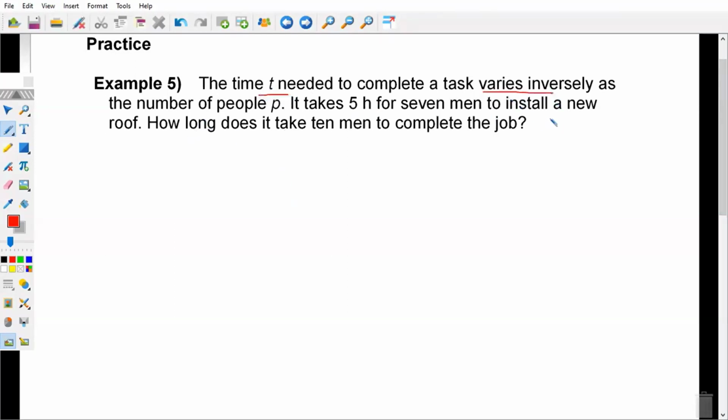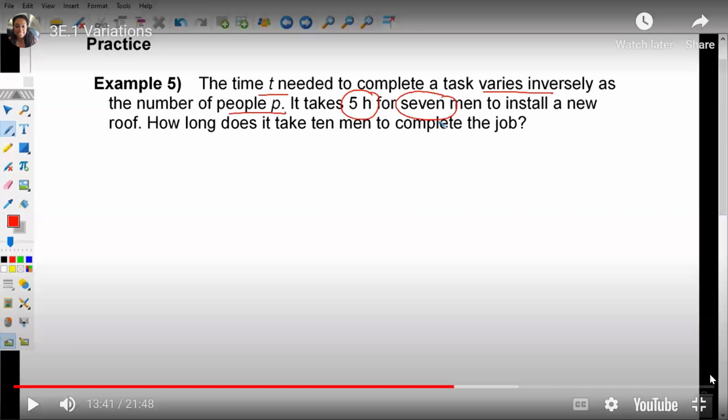All right, so again, the key thing here is it varies inversely, right? So we know that our K equals our T times our P, right? So they vary inversely with each other. And we have 5 and 7, so keeping that in mind, can you solve for your K? You should. Yes. Should and can.